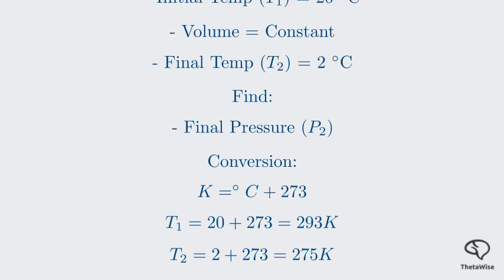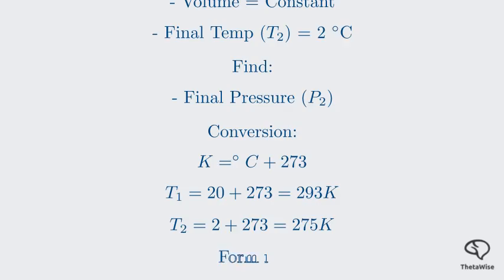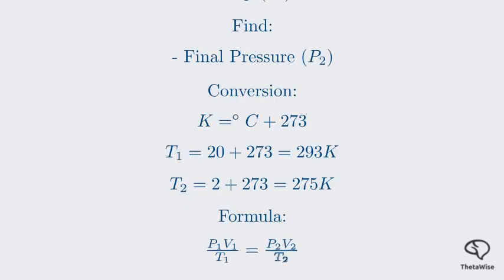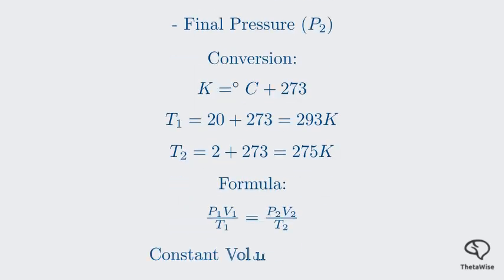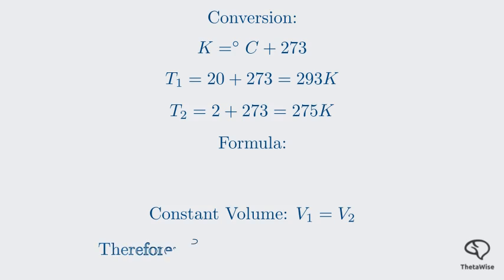Now, let's find the relevant formula on our formula sheet. We need an equation relating pressure and temperature when volume is constant. We use the same combined gas law formula as before. Since the volume is constant, V1 equals V2. We can cancel them out from both sides, leaving us with P1 over T1 equals P2 over T2.